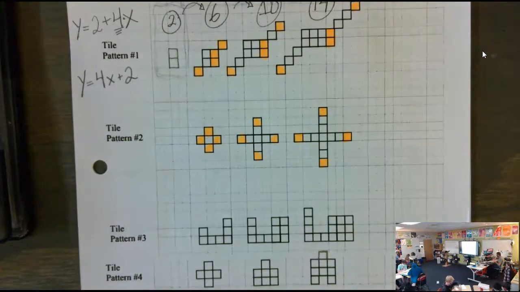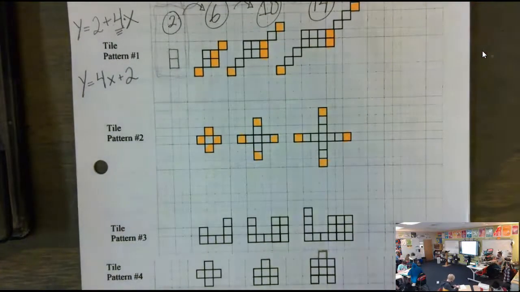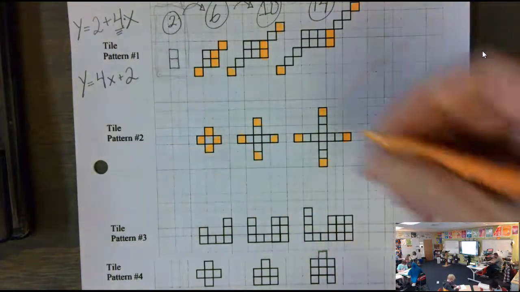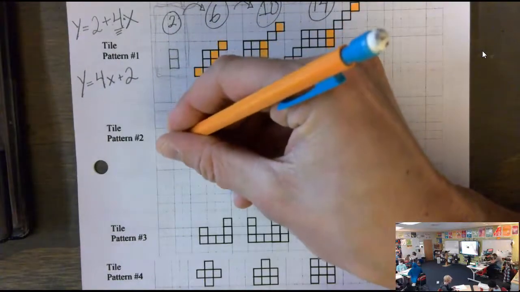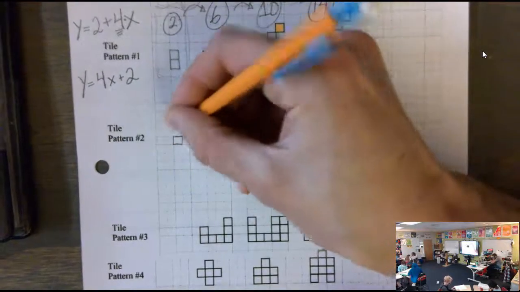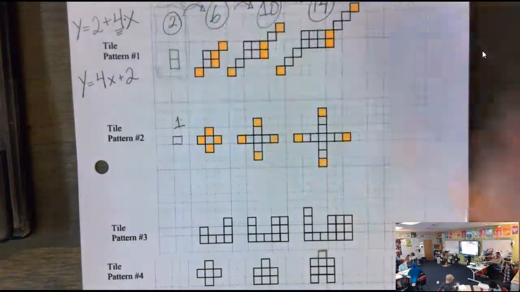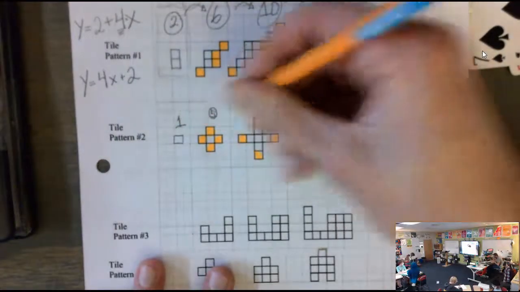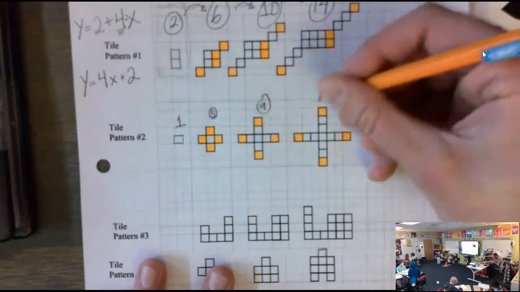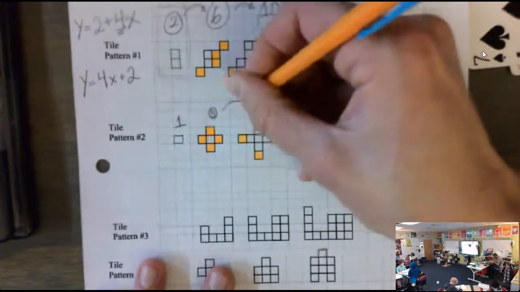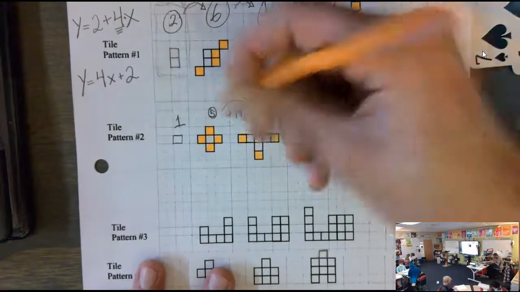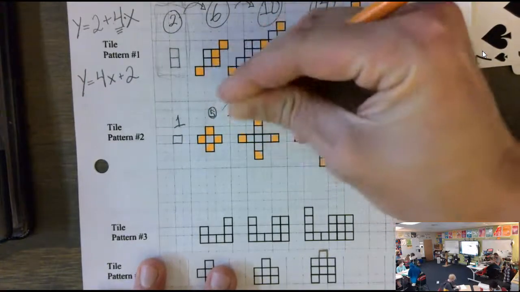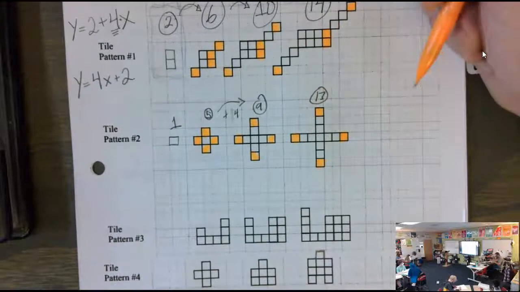Lily, when you think about figure 0, sorry, I only have like 6 minutes and we're going off the rails talking about purple elephants. What would figure 0 look like here? Figure 0 would just be a single 1 square. 1 square. Jordan, what are we gaining as we move forward? 4. Because this is 5, this is 9, this is 13, 17. 4 every time.